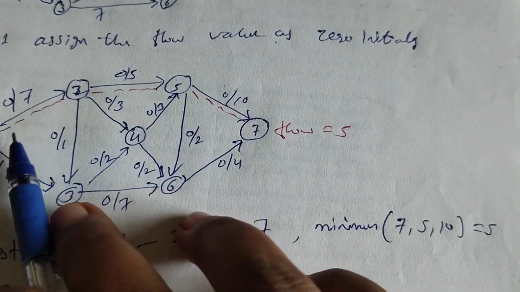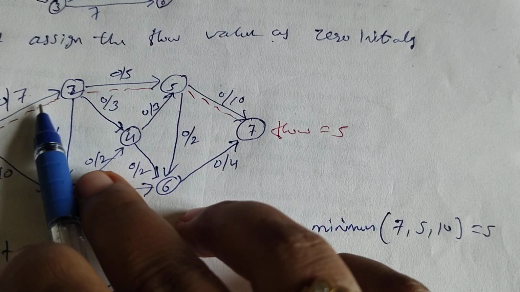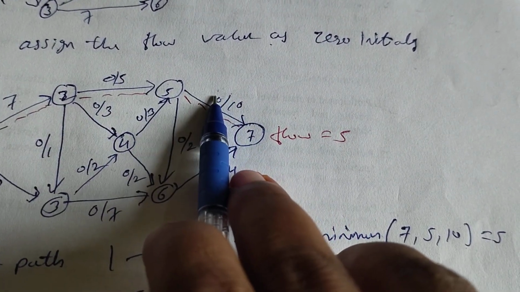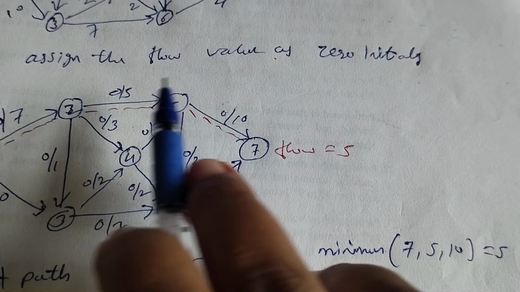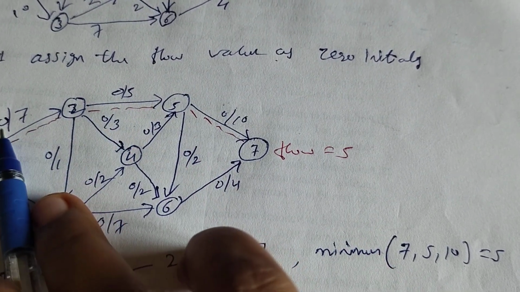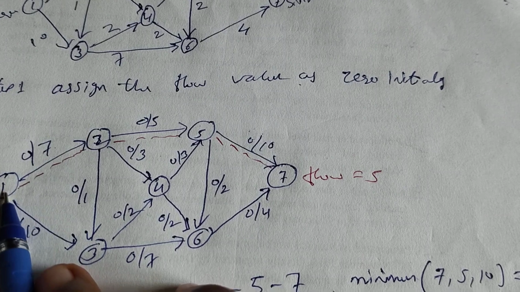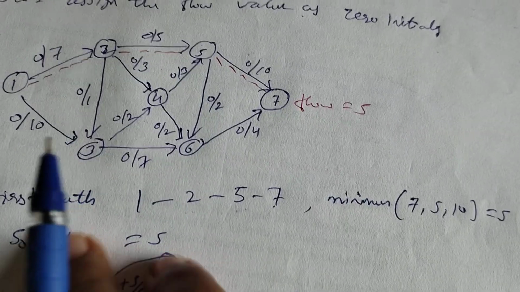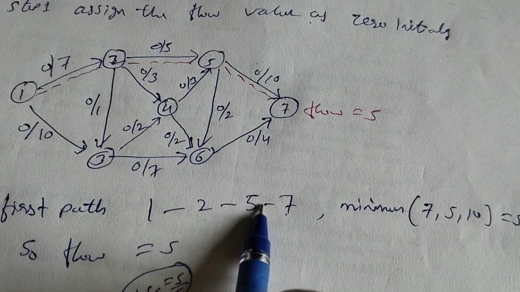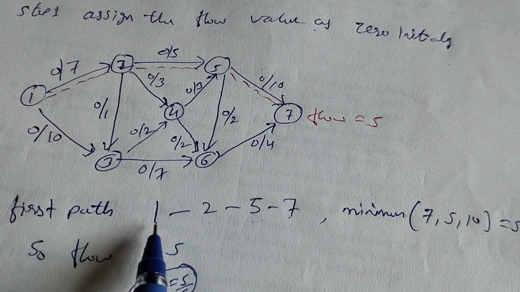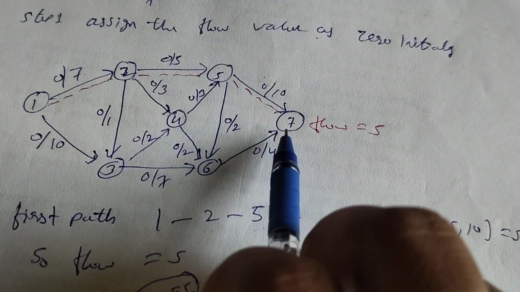Now you have to find out the residual capacity. Residual capacity is nothing but the capacity minus the flow. So here it becomes 10 minus 0, 5 minus 0, 7 minus 0. Initially you have to identify any one path to travel from 1 to 7. Here we have taken the first path as 1 to 2, 2 to 5, 5 to 7, indicated by the dotted lines.